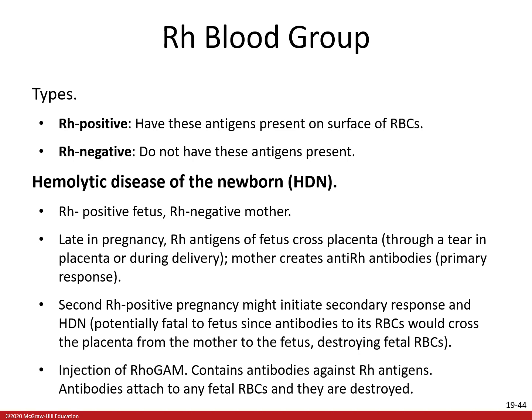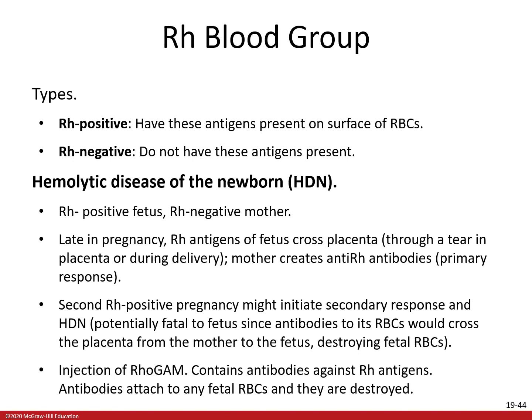This can occur late in pregnancy, where you have Rh antigens of the fetus crossing the placenta. This might possibly be through a tear in the placenta or during delivery. The mother will start to create anti-Rh antibodies, and that's just the immune response to what her body perceives as an infection.